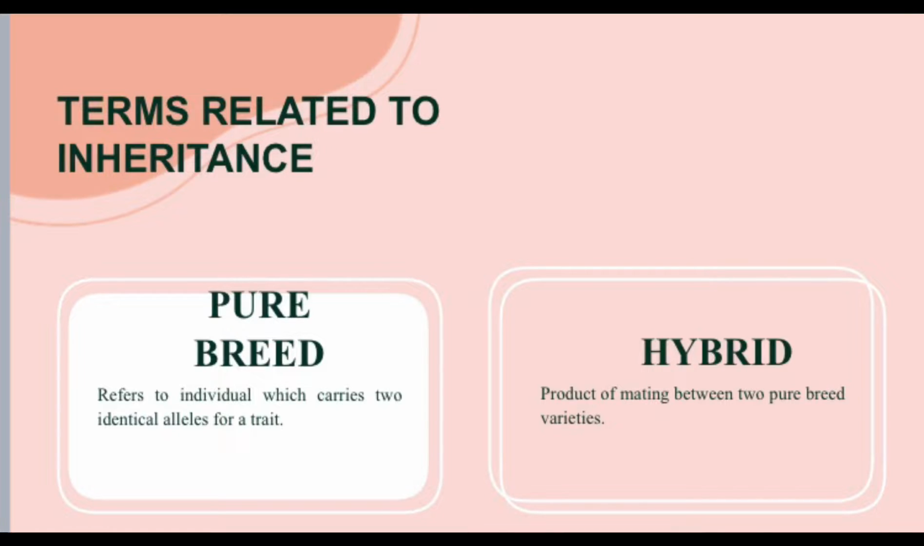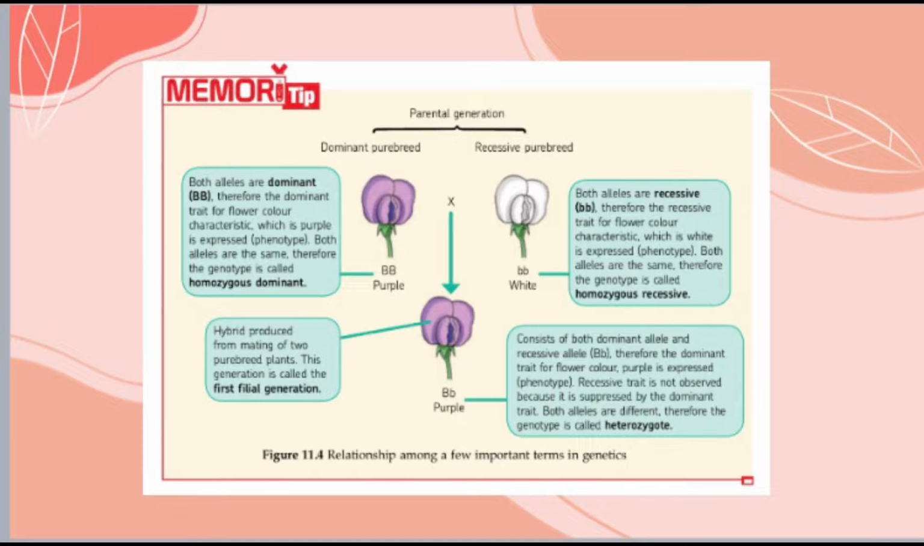Okay, for the last one, we have hybrid. Hybrid is a product of mating between two pure breed varieties. It is the product. So for the next one, you will see a picture. It's just like a memory tip. So we have a purple flower and a white flower.